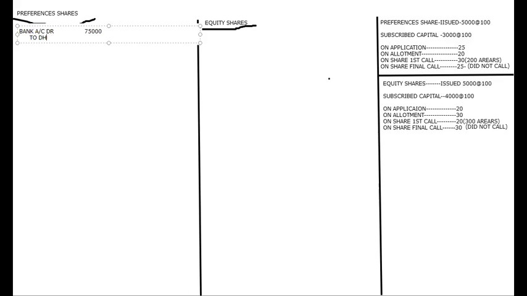In what form did I get the amount? In the name of share application. So the amount is 75,000. I'm going to write here: being application money, 3000 at the rate of 25, received.